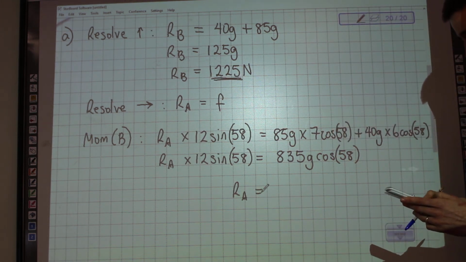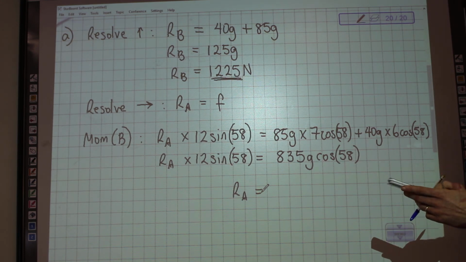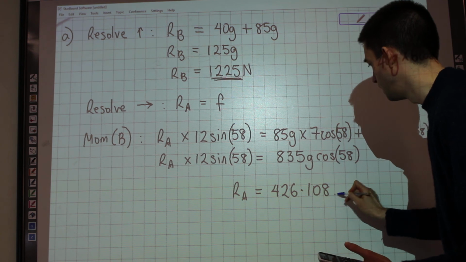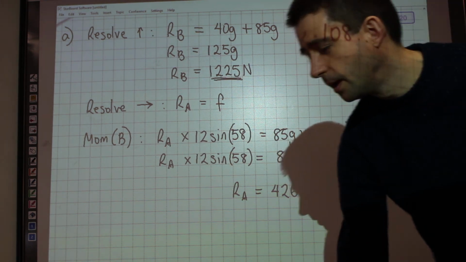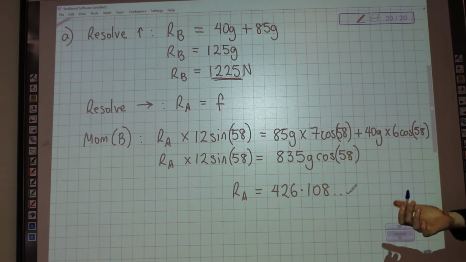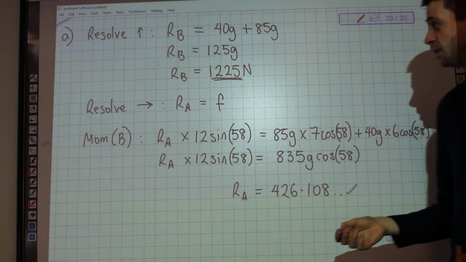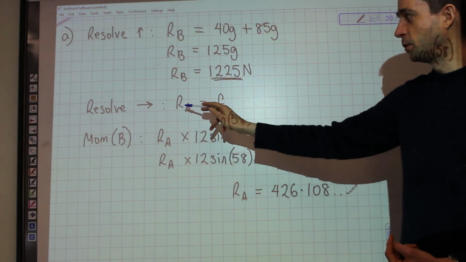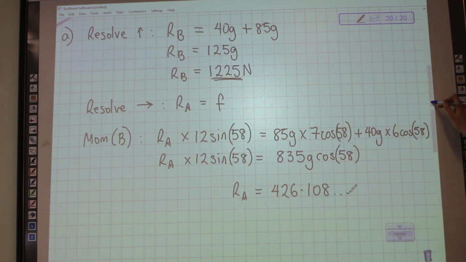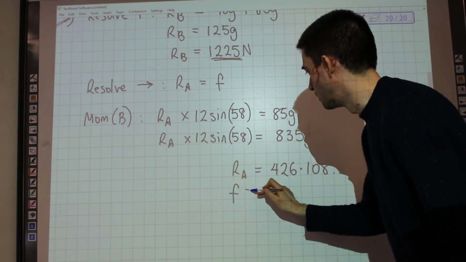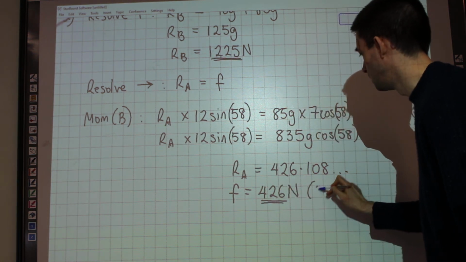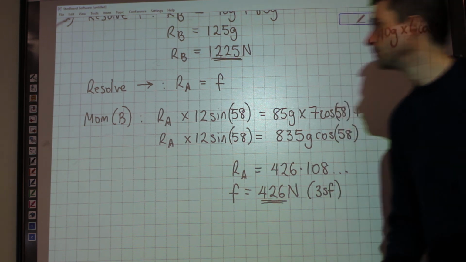Times by 9.8 times by cos 58. And then I'm going to divide it by 12 sine 58. And it comes out as 426.108. Now the reaction at A wasn't what I'm trying to find to answer part A of this question. I'm trying to find the friction, but as you can see, when I resolved horizontally, I worked out that the reaction at A was equal to friction, and therefore I can say that, okay, so the frictional force which is acting at B is 426 newtons to 3 significant figures. Done.